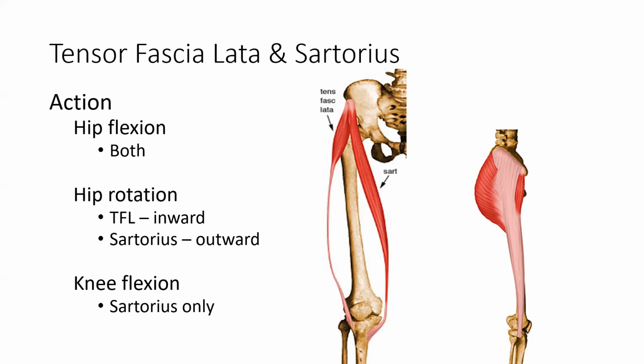And then at the knee, Sartorius is a synergist for knee flexion because it does have that posterior medial insertion site on the femur, or not on the femur and on the tibia.